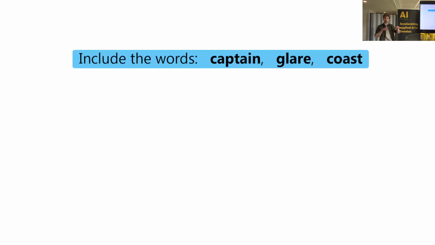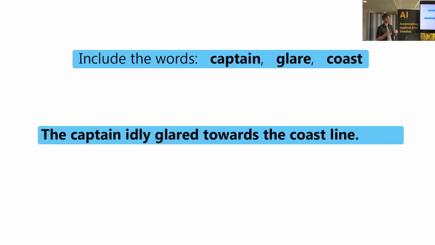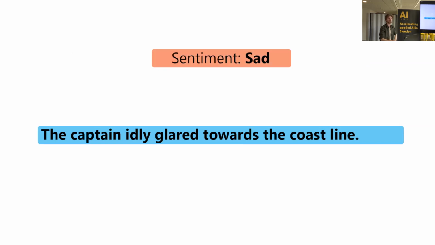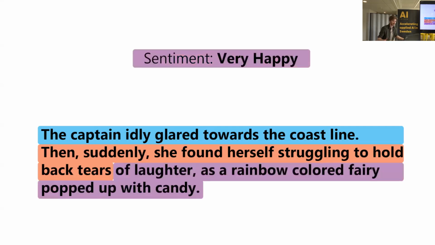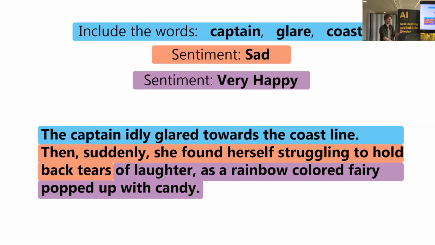Let's say that we want to steer it with fine-grained control, and we start with the first prompt: include the words captain, glare, and coast. And perhaps the language model spits out, "The captain idly glared towards the coastline." And then we figure, you know what? Now I want it to have a sad sentiment here. And maybe it works. Then it says, "Then suddenly she found herself struggling to hold back tears of laughter as a rainbow-colored fairy popped up with candy," right? So maybe the next instruction will actually contradict the previous instruction, right?